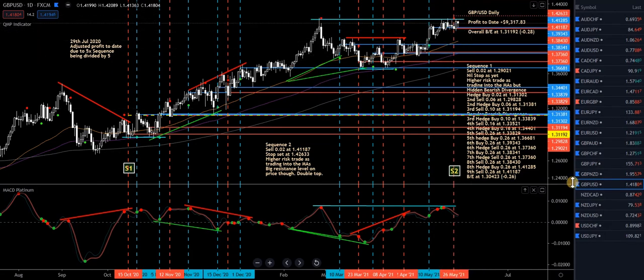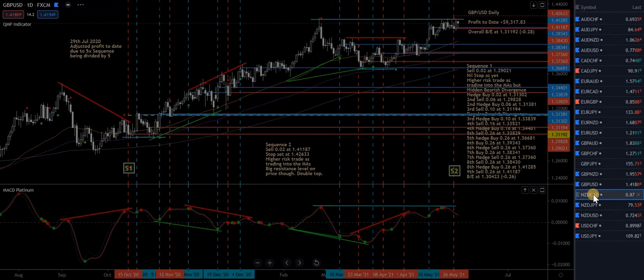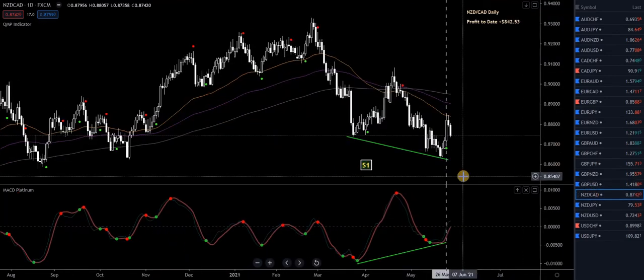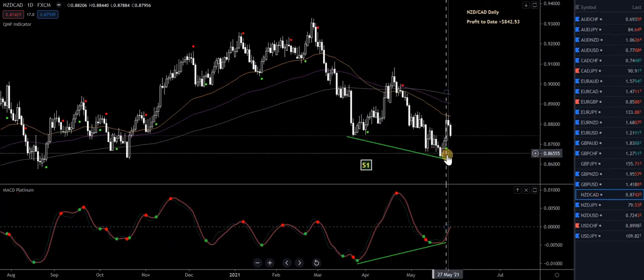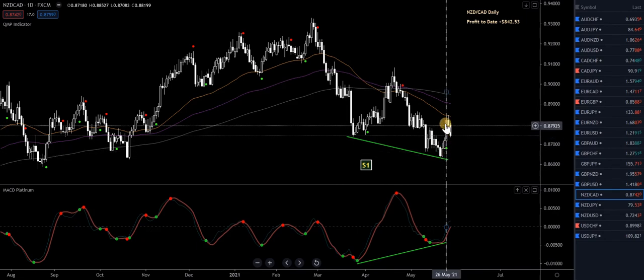See how it goes. New Zealand CAD, no trades at the moment. There was a buy signal in here. I declined to take it. Price is already at the MAs, and MACD was close to the 0 level. And in hindsight, it's a good move.